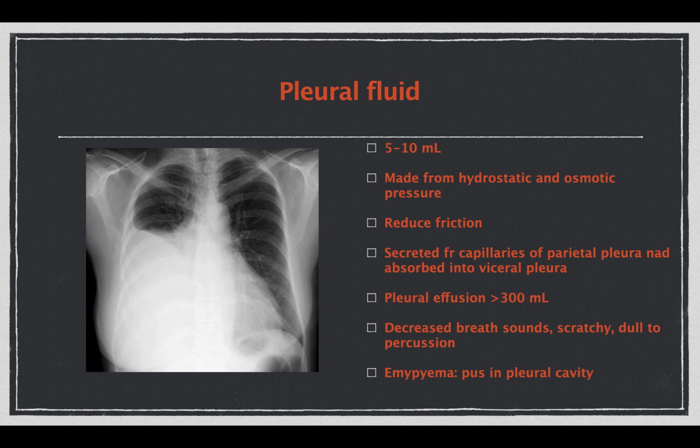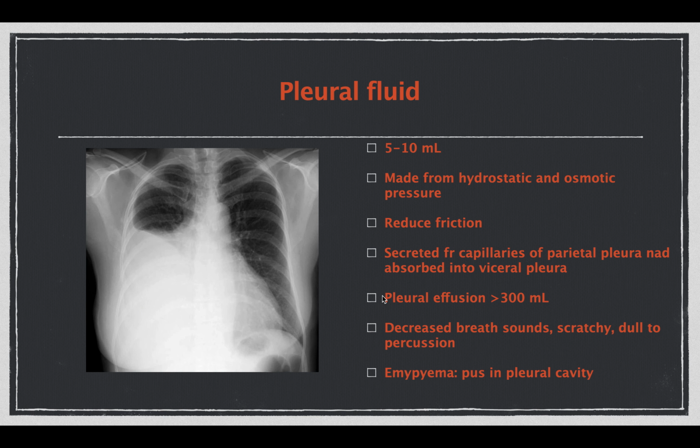Alright, so inside the pleural cavity, I'm sorry, it should only be about 5 to 10 milliliters of fluid, and it's made from hydrostatic and osmotic pressure, and is used to reduce friction. It's secreted by the capillaries of the parietal pleura, and it's absorbed into the visceral pleura.